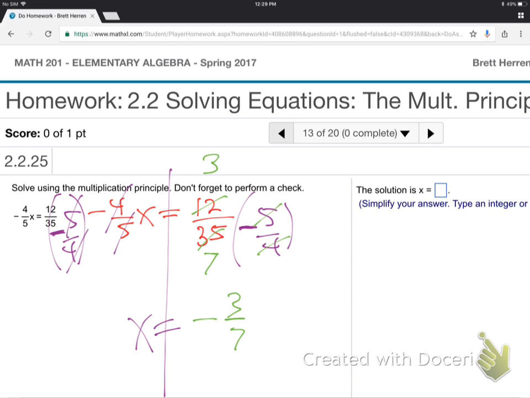See what happened there? They cross canceled. 4 went into 12 3 times. 5 went into 35 7 times. So they just divided. Cross canceled, divided. And this 1 negative sign makes it negative. Questions on that one? Good.